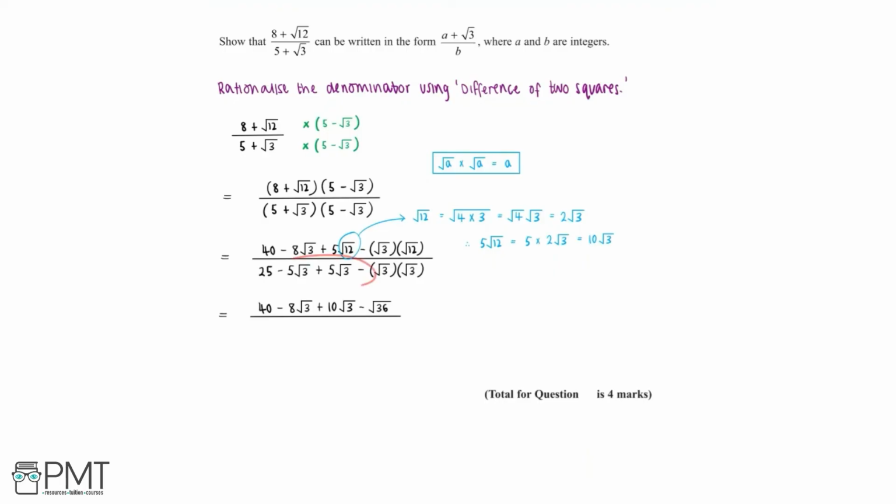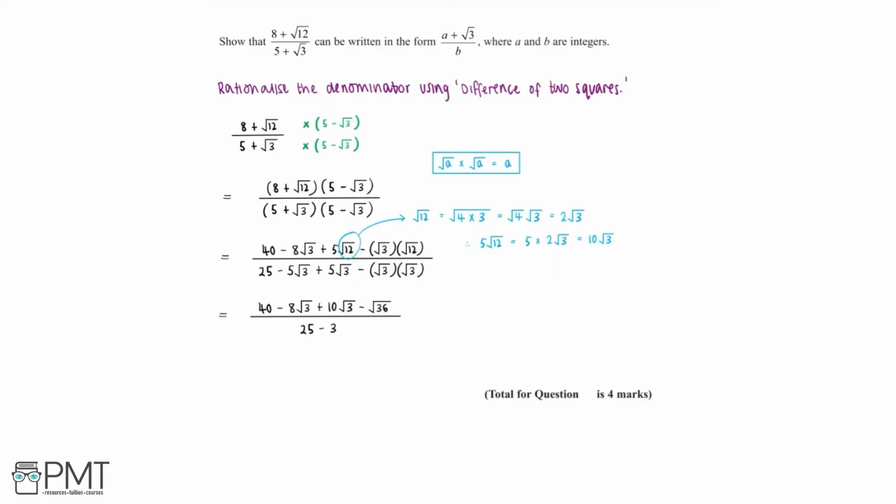You can see that the minus 5 root 3 plus 5 root 3 will cancel out to 0, and so we'll be left with 25 take away root 3 times root 3, which is equivalent to 25 take away 3. Now let's continue to simplify this in the next step.